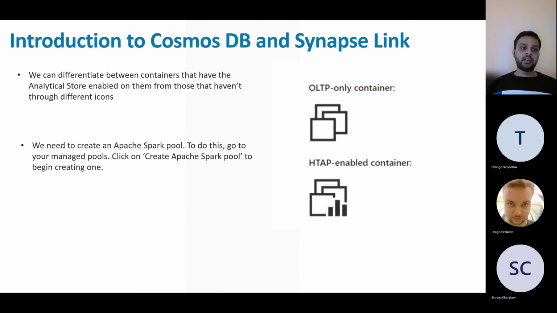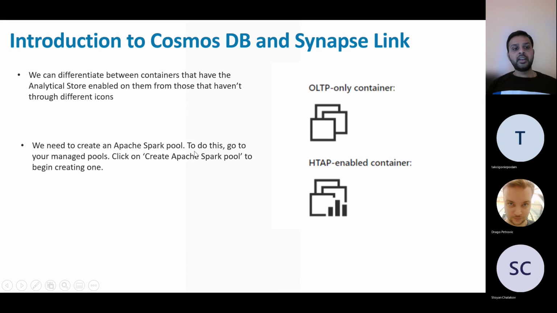Now we can differentiate between the containers that have analytical store. How can we differentiate between the containers of Cosmos DB which have analytical store enabled and which do not? Basically, if you look at the right hand side, if you see your container with this icon, that means analytical store is not enabled. And if you see this kind of icon, then analytical store is enabled.